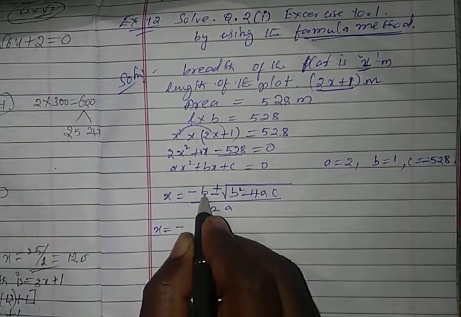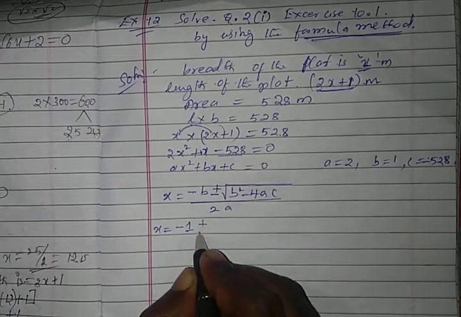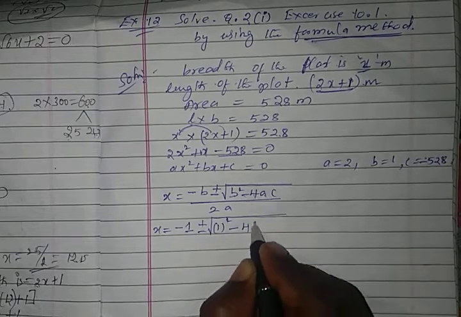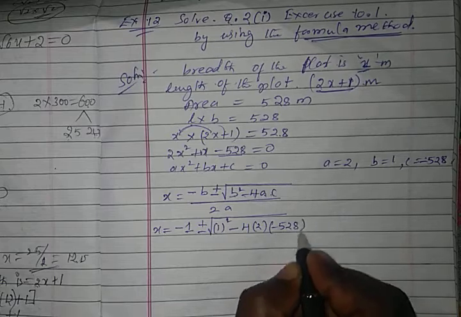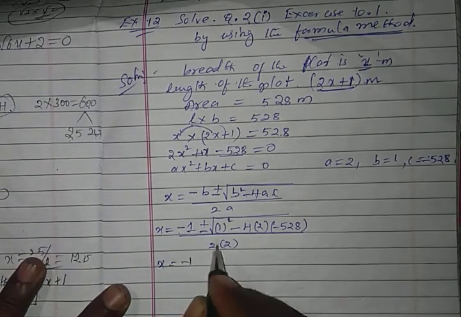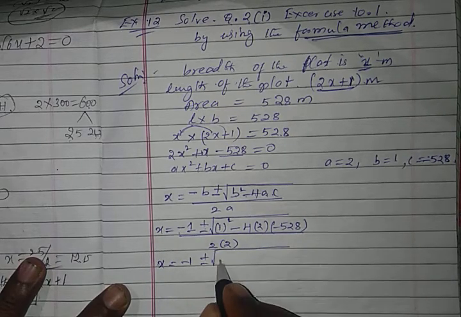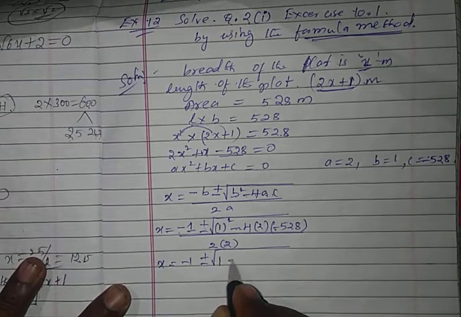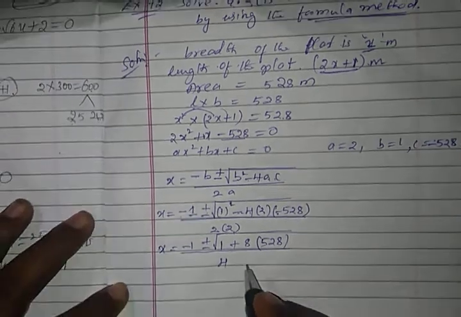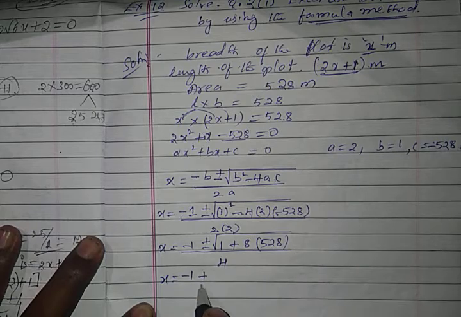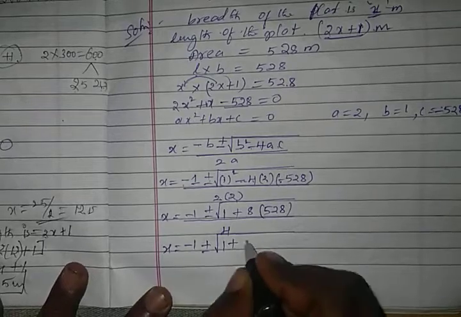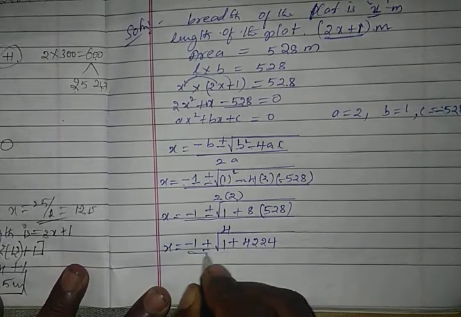Let us substitute the values of a, b, c. x is equal to minus 1 plus or minus square root of 1 square minus 4 into 2 into minus 528, whole divided by 2 into 2. Then x is equal to minus 1 plus or minus square root of 1 plus 8 into 528, that is 4224, whole divided by 4.